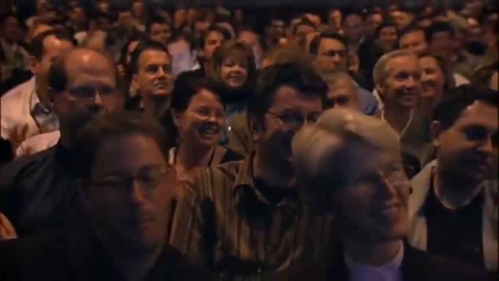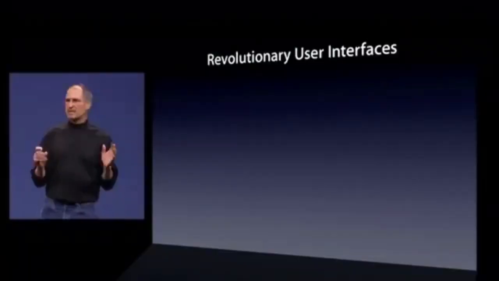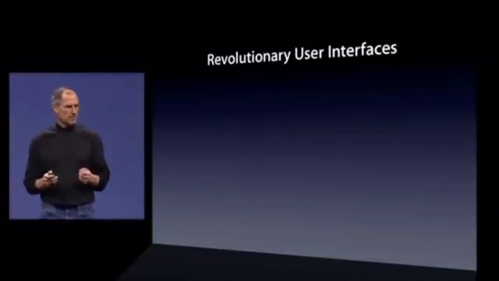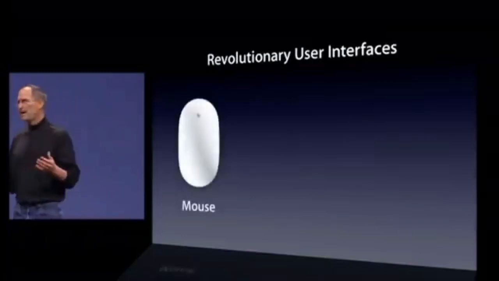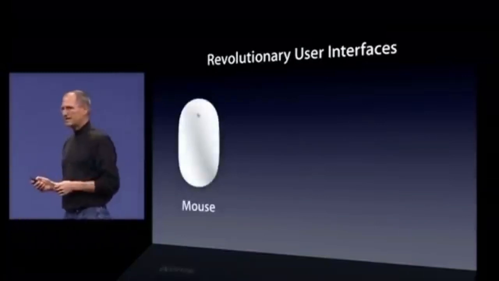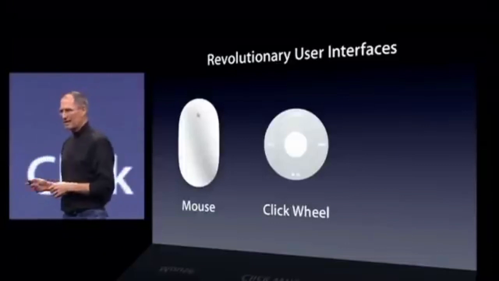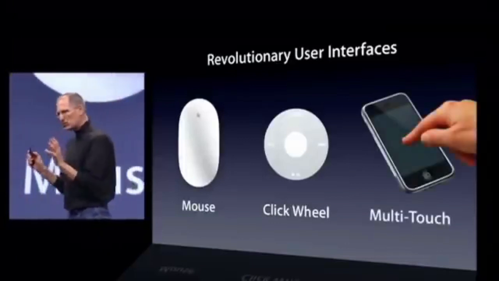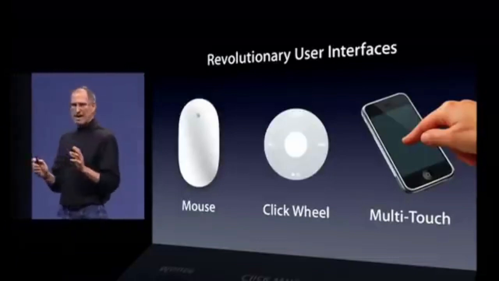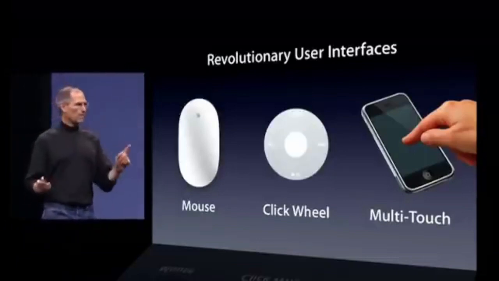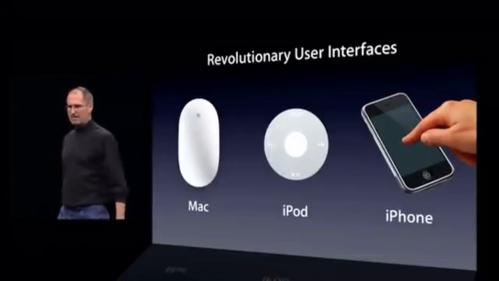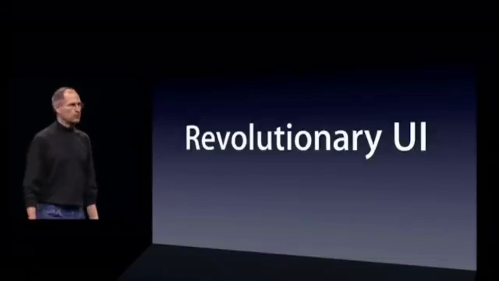So, we've been very lucky to have brought a few revolutionary user interfaces to the market in our time. First was the mouse. The second was the click wheel. And now we're going to bring multi-touch to the market. And each of these revolutionary user interfaces has made possible a revolutionary product. The Mac, the iPod, and now the iPhone.